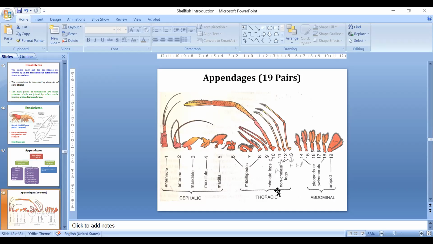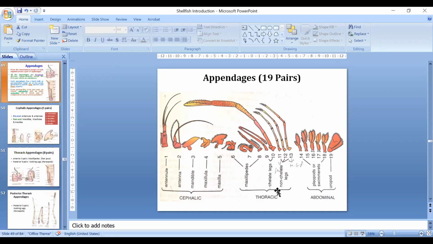Okay, so clear to everyone, the appendages? Yes, ma'am. Okay, now we will take the structure of the appendages in detail one by one.